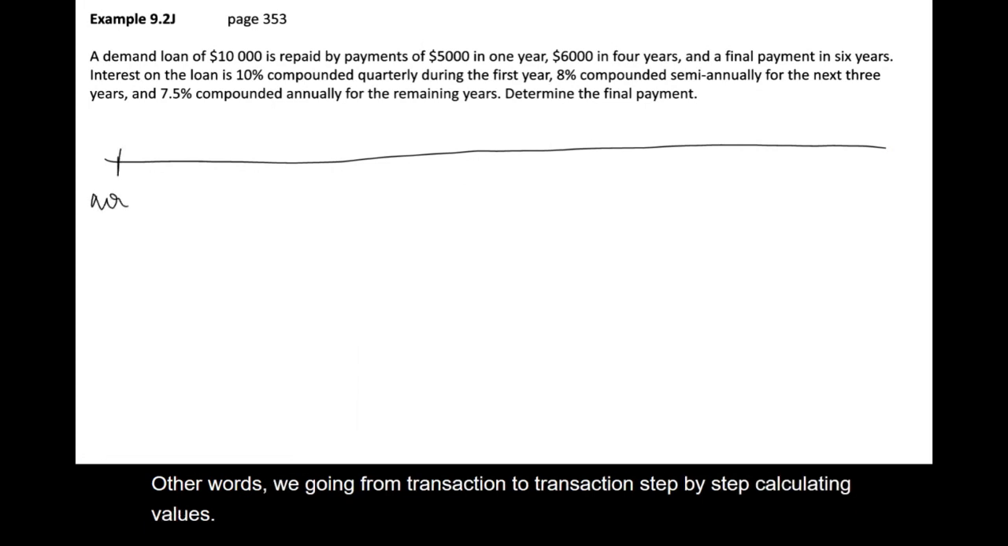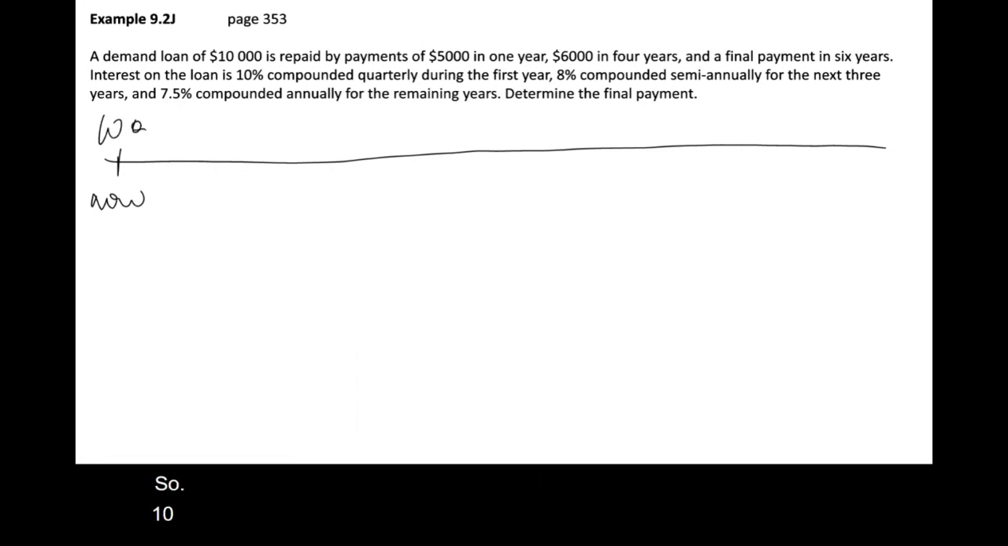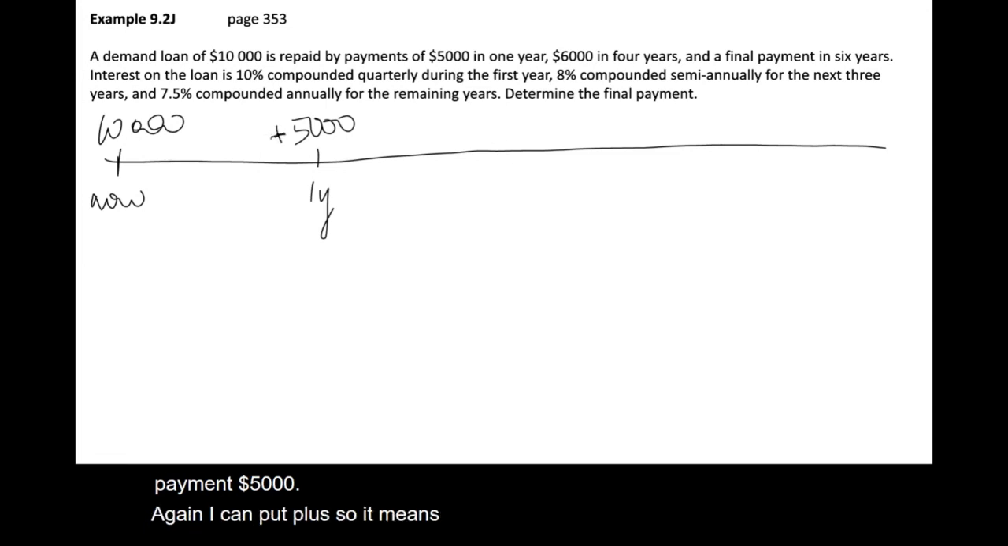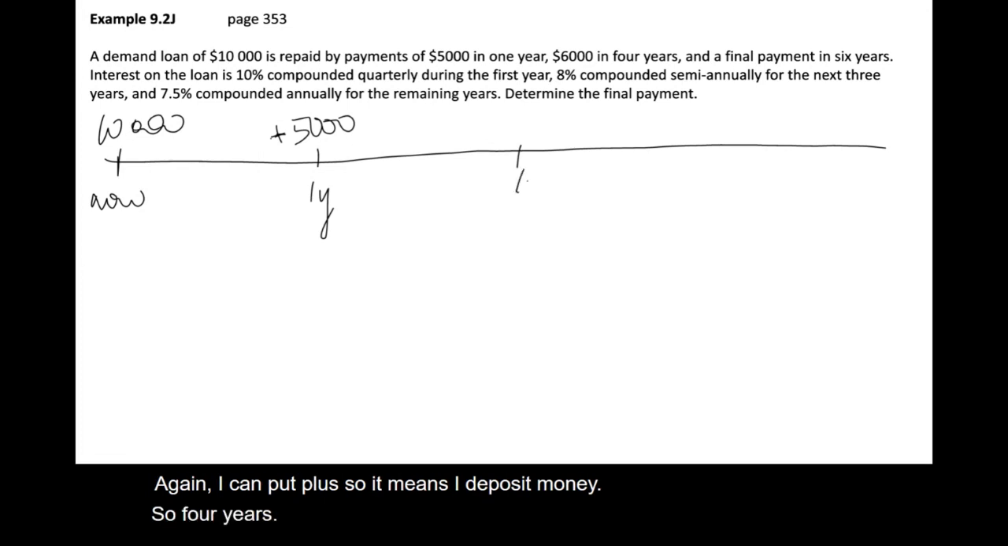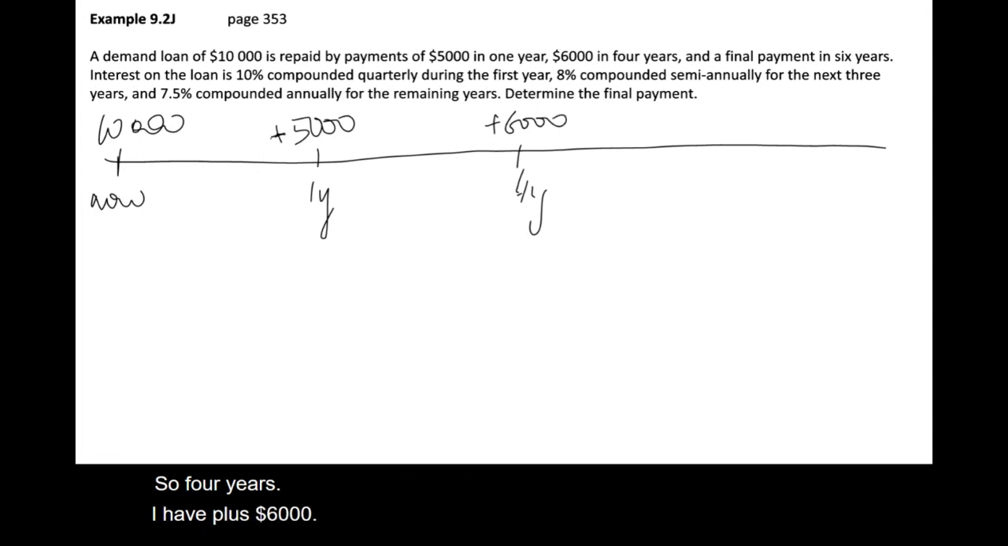So now $10,000, 1 year payment $5,000. Again, I can put plus, so it means I deposit money, right? So 4 years I have plus $6,000, and 6 years I need to find the payment.